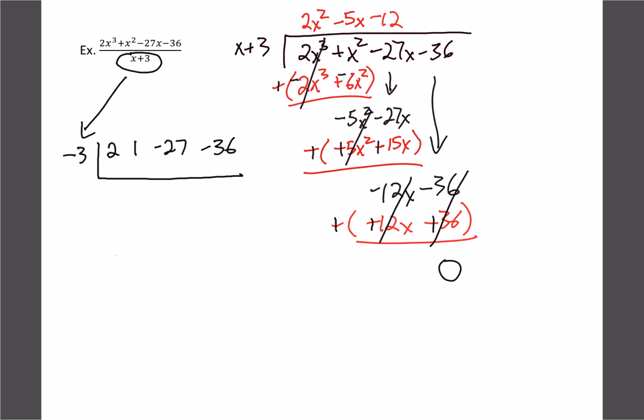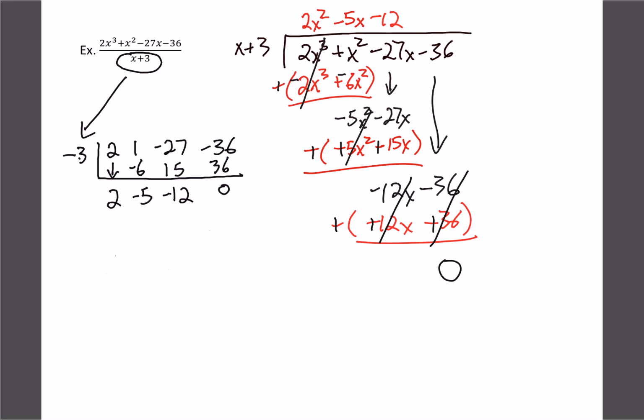Then all we do is carry down numbers and multiply. We bring down the 2, and then we multiply: negative 3 times 2 gives you negative 6. Add those two together. So you carry down, multiply, add. 1 plus negative 6 gives you negative 5. Multiply again: negative 3 times negative 5 gives positive 15. Negative 27 plus 15 gives you negative 12. Negative 3 times negative 12 is positive 36. Add those together, we get 0.